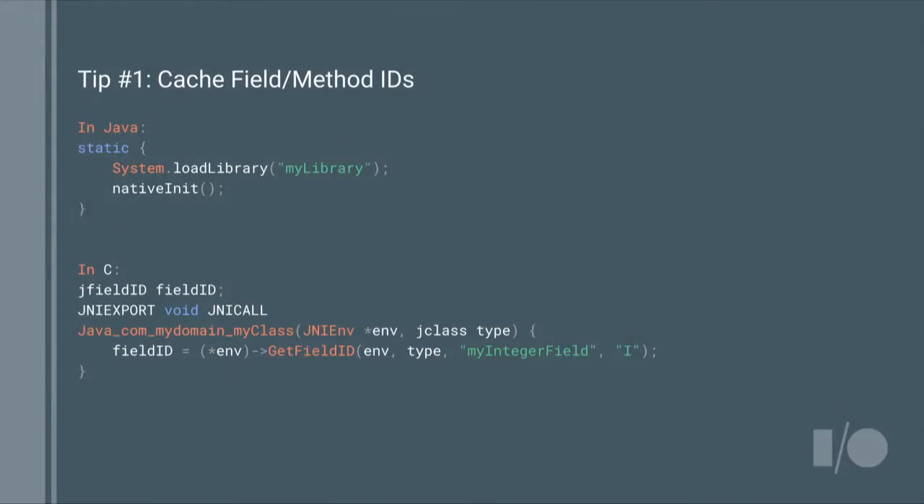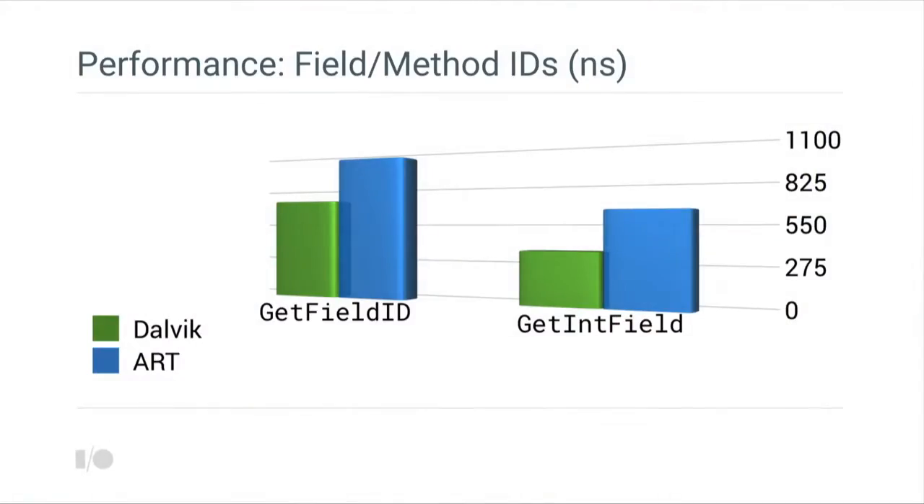A nice way to cache these IDs, which nicely solves the unload problem, is just to put it in the static initializer. So there you go, you call this one native init. Inside of that, you get all of your field IDs. As you see, I'm making a native call inside of my static initializer, which is kind of slick, right after loading the library. And now those IDs are good forever. It's really nice: if the class gets unloaded, the static library initializer will get called again. And here's how it benchmarks. This is the Nexus 5 running KitKat and Marshmallow. As we can see, both get field ID and get int field are actually slower in ART. In other words, the advice to cache field and method IDs is actually more important in the world of ART than it was in the world of Dalvik.